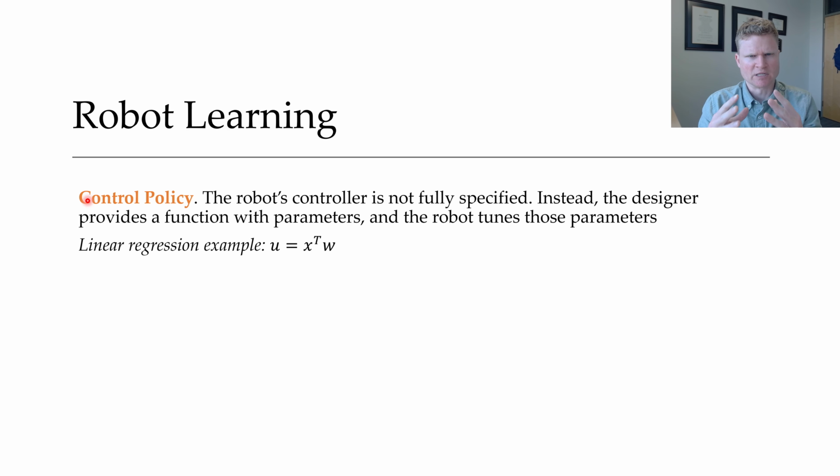So maybe we can talk about these terms in a little bit more detail. First, let's talk about the control policy. The robot's controller is not fully specified. I want you to think about something like PD control, where the proportional and derivative gains are not given. We know we want to do PD control, but we want the robot to figure out the right gains for itself. So as a designer, we're going to provide this function and kind of give the robot the parameters it should use, and then the robot is going to tune those parameters itself in order to maximize its performance. One example could be a neural network. Another example could be linear regression, where here I've got a mapping from my states X to my actions U, and that policy is weighted by W right here.